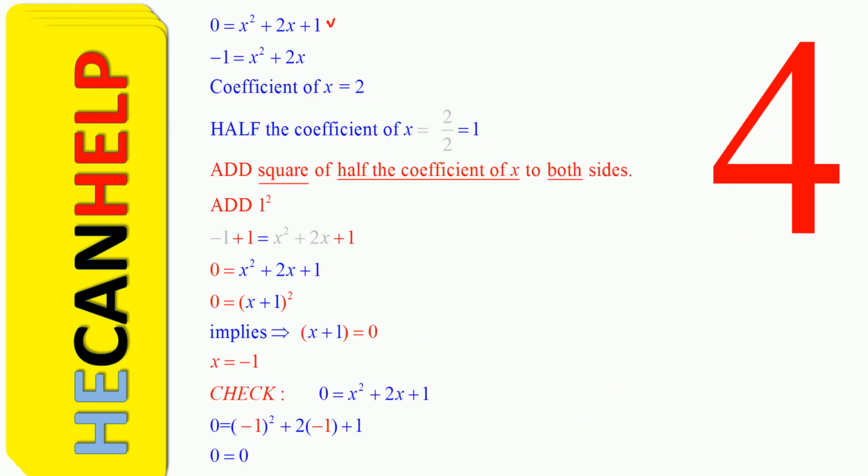So this is what I did here. X squared plus 2x plus 1 is equal to 0. Negative 1 equals x squared plus 2x. Coefficient of x is 2. Half the coefficient of x is 2 over 2, and that is 1. Add the square of 1, which is 1 squared, and 1 squared is just 1. So add 1 to both sides. And what do we get? Negative 1 plus 1 is 0. So we get 0 equals x squared plus 2x plus 1. And that is the same as 0 is equal to x plus 1 squared. Implies x plus 1 is equal to 0. So our solution set is x equal to negative 1.